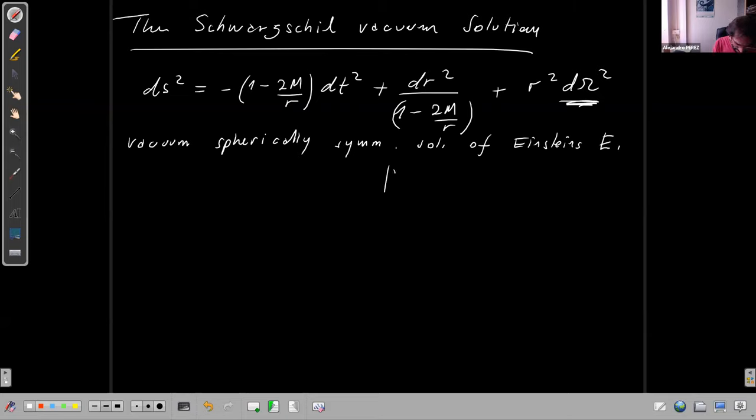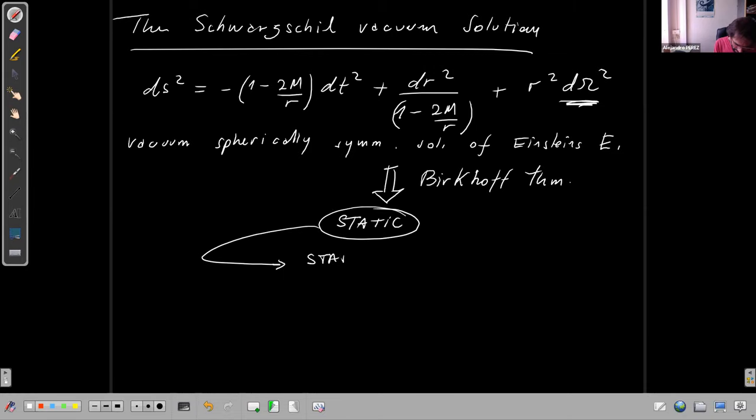Spherical symmetry and vacuum imply, via the Birkhoff theorem, that the space-time is actually static. What does it mean for space-time to be static? It means that it is stationary, and we'll see what stationary means. In addition, it has a natural notion of time reversal symmetry, which in this case is just the discrete symmetry that sends the coordinate t, in which we are writing the line element, to minus t, which is an obvious symmetry of the line element.